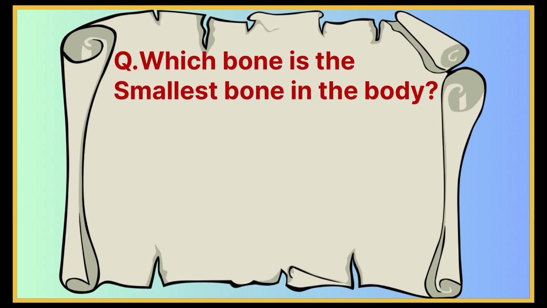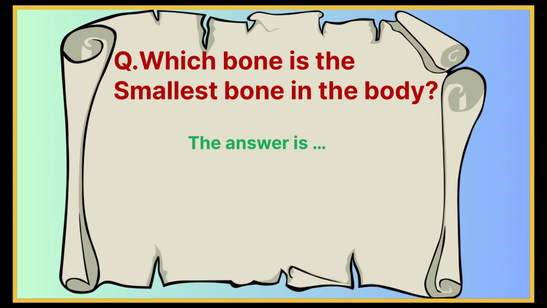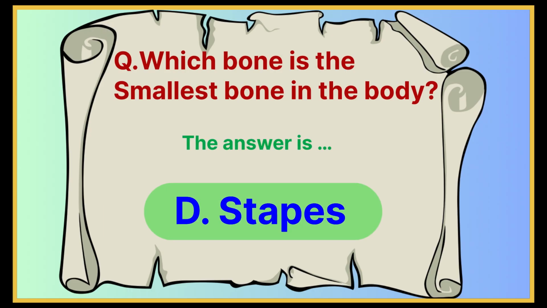Next question. Which bone is the smallest bone in the body? So the options are A, metatarsal, B, fibula, C, patella, D, stapes. So the correct answer is option D, stapes.